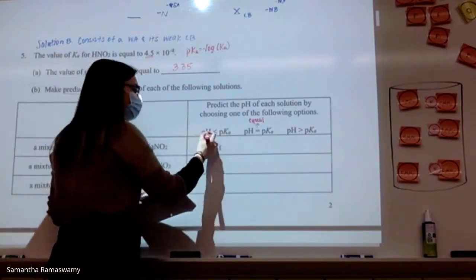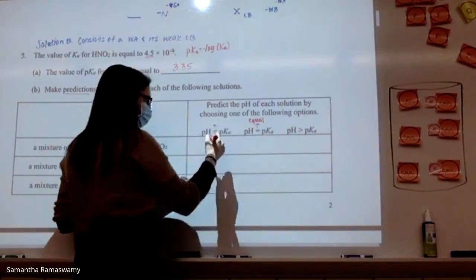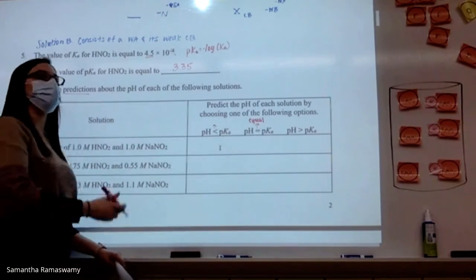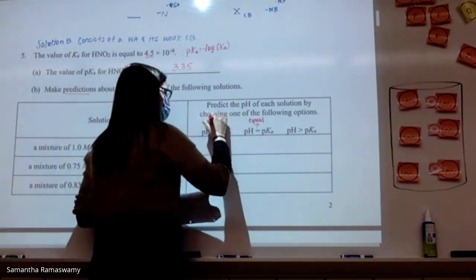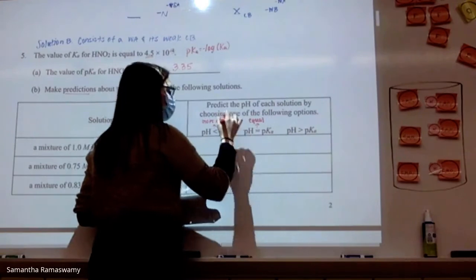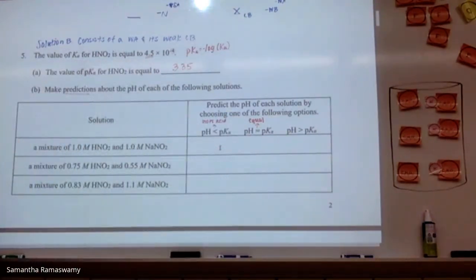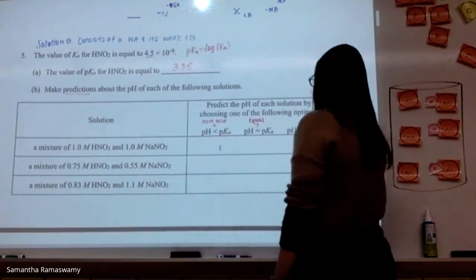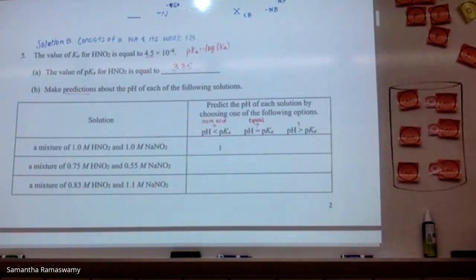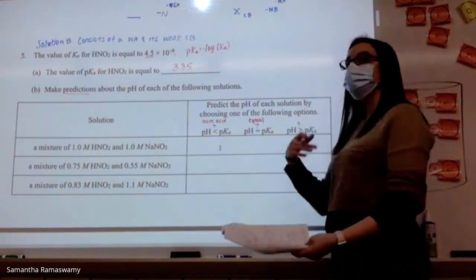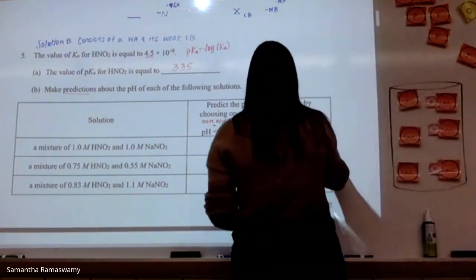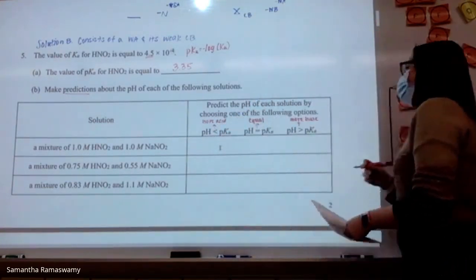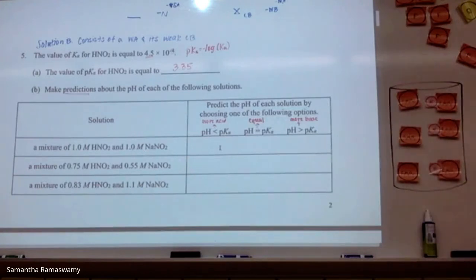If the pH is less than the pKa, the pH is lower than the pKa, think about what it means for the pH to be low. That means we have more of the acidic component of the buffer. And then if pH is greater than pKa, if the pH is high, that means we have more base. So if pH is greater than pKa, that means we have more of the basic component of the buffer.